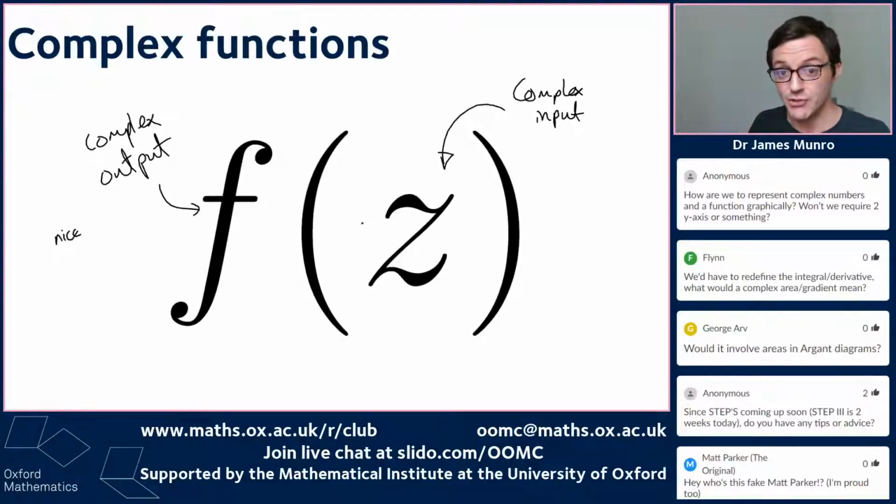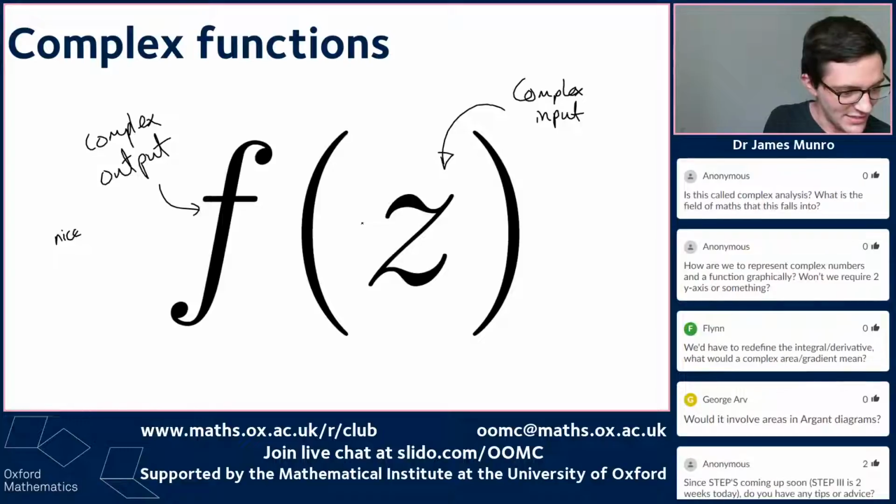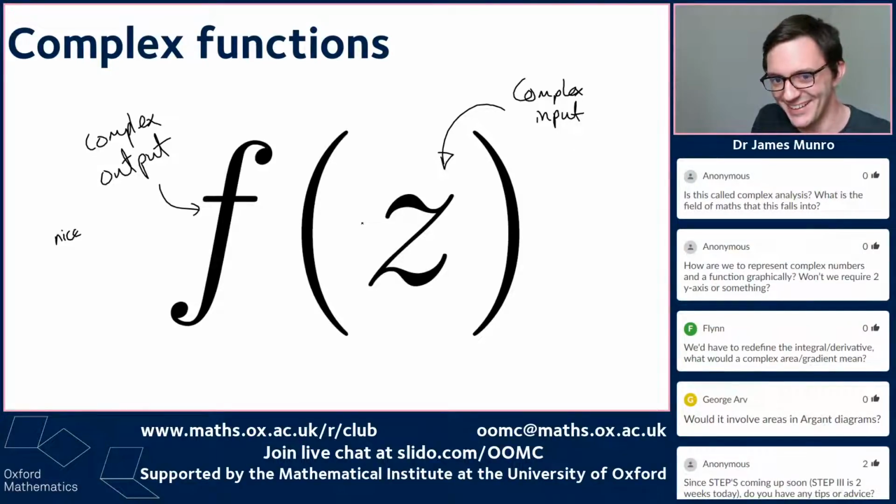An Argand diagram, if you haven't met this before, is just a kind of map of x and y. The x and y axes are the real and imaginary parts of a complex number. We're going to look at that for the input. Is this going to be complex analysis? Yes, but I don't expect that to mean anything.